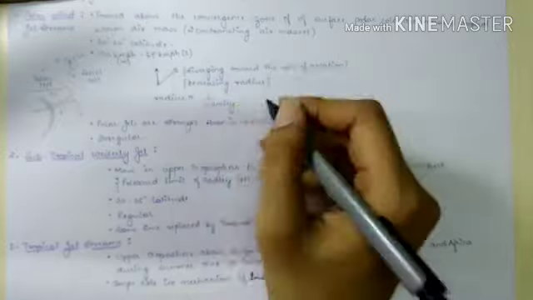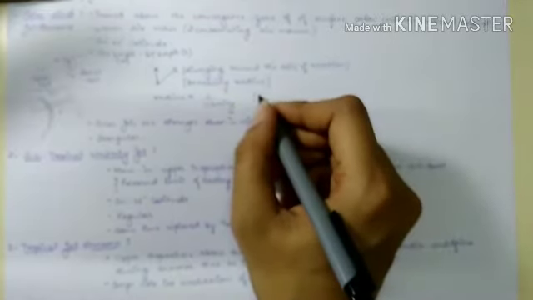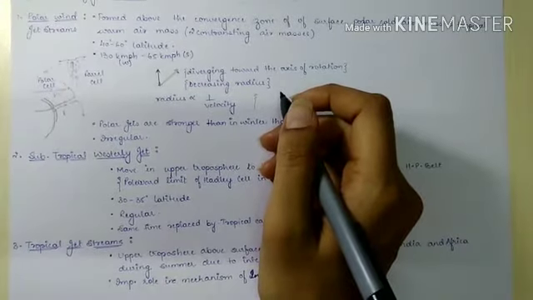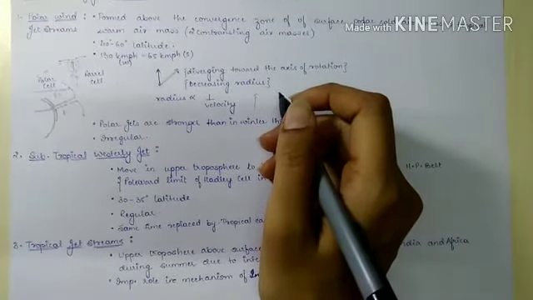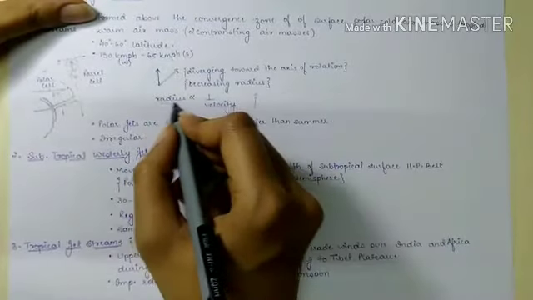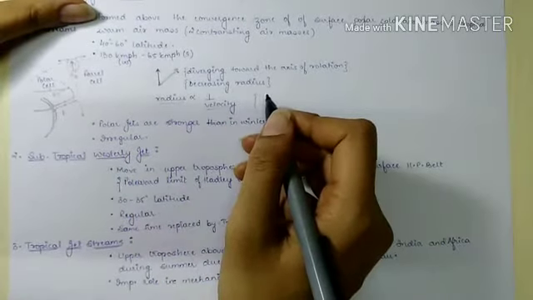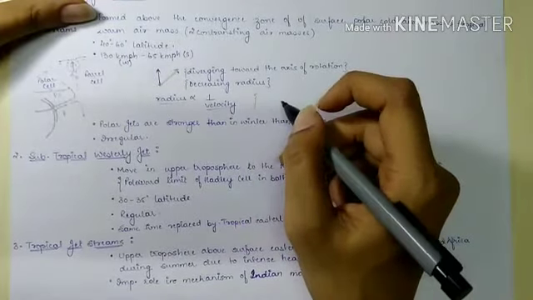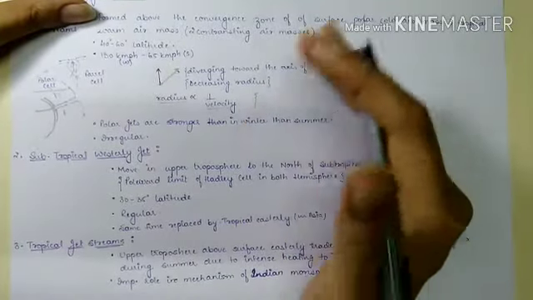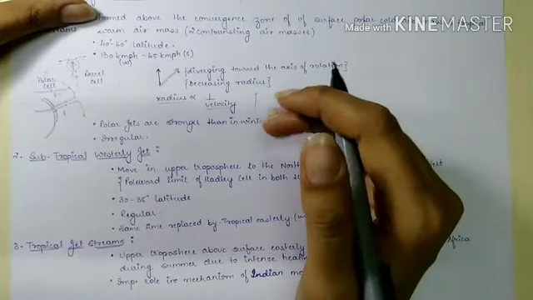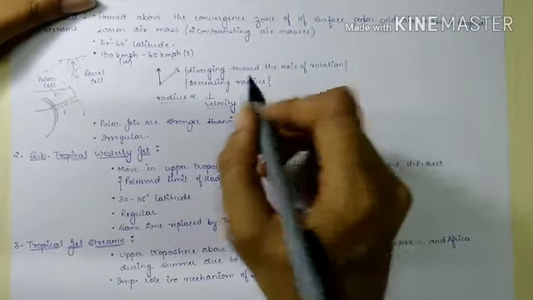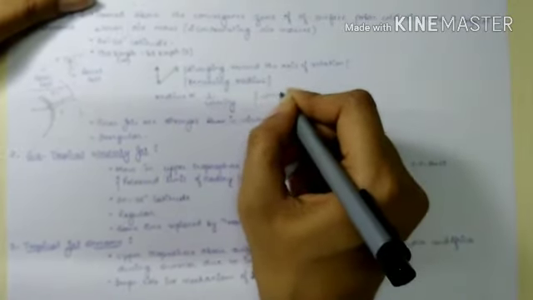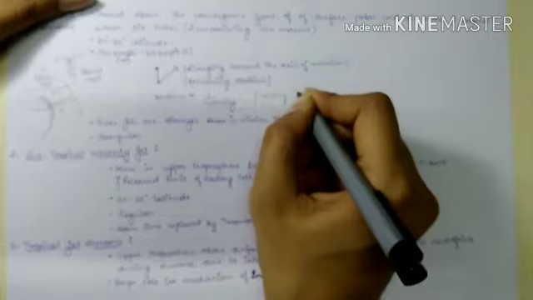And according to the law of conservation of angular momentum, the radius and velocity are inversely proportional. So as the radius decreases, the velocity will increase, and as the radius increases, the velocity will decrease. Now here the radius is decreasing, hence the velocity will increase.